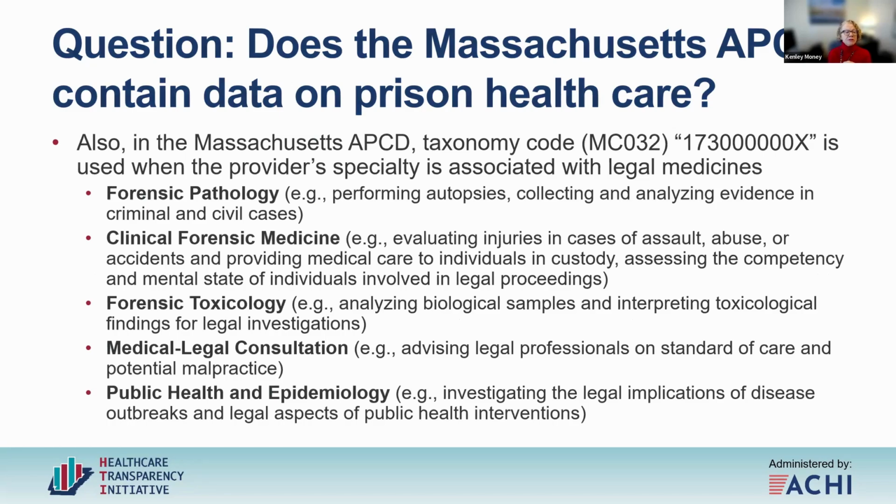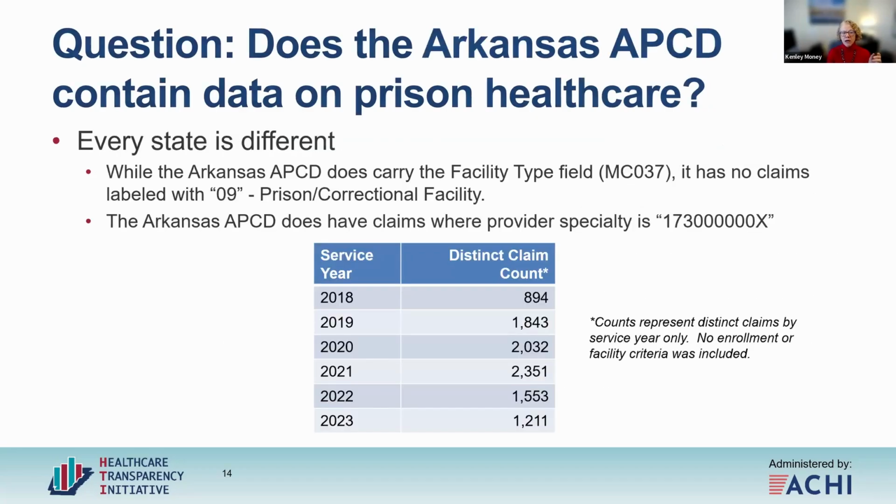In theirs it is MC032, and it is a specialty-like code, and you can see the five bullets there that it represents. So Massachusetts uses these two data elements to mine for data on prison healthcare. Unfortunately, as I said, every state is different. We do not have the facility type in Arkansas, but we do have some claims that have that taxonomy code.